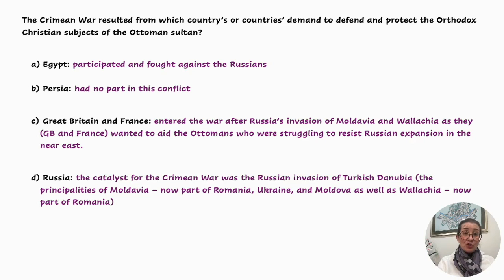Great Britain and France entered the war after Russia's invasion of Moldavia and Wallachia, as they wanted to aid the Ottomans who were struggling to resist Russian expansion in the Near East. Russia was the catalyst for the Crimean War, with the Russian invasion of Turkish Danubia. So the answer is D, Russia.